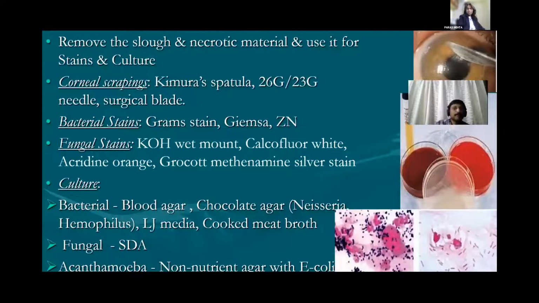The KOH wet mount is used for fungal keratitis. Gram stain and Giemsa stain can also be used for identifying the fungus. Calcofluor white requires an autofluorescent microscope. Blood agar and chocolate agar are used for the growth of bacteria, whereas Sabouraud dextrose agar is used for fungal growth. If you are suspecting acanthamoeba, use non-nutrient agar with E. coli.